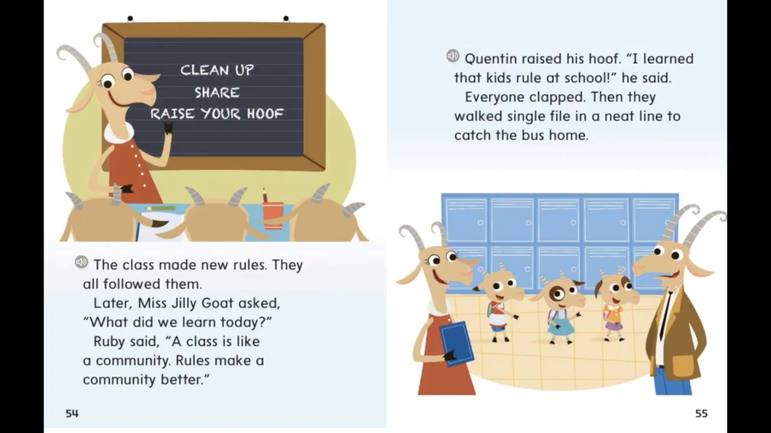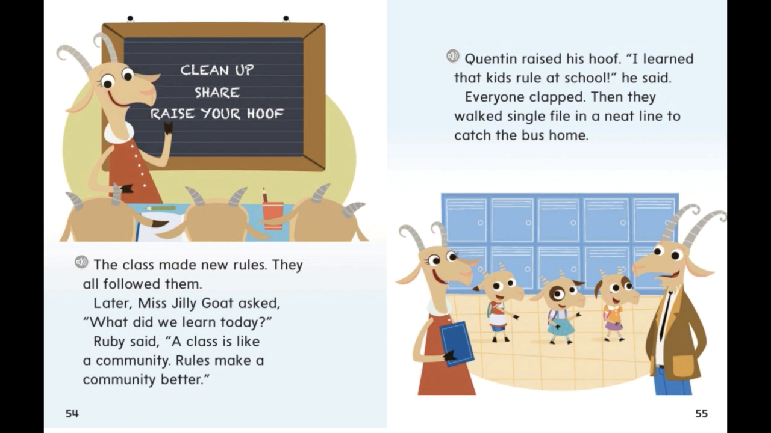The class made new rules. They all followed them. Later, Miss Jillygoat asked, "What did we learn today?" Ruby said, "A class is like a community. Rules make a community better." Quentin raised his hoof. "I learned that kids rule at school," he said. Everyone clapped. Then they walked single file in a neat line to catch the bus home.